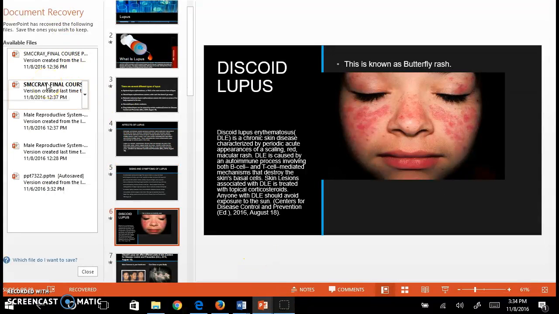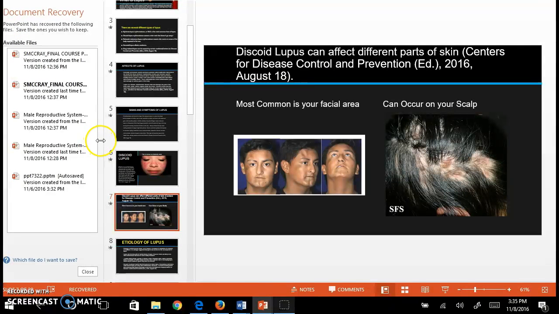This is a visual of the butterfly rash, and in this case we will discuss discoid lupus, which is better known as DLE. This was our first sign when our daughter was diagnosed with discoid lupus. DLE is caused by an autoimmune process involving both B cell and T cell mediated mechanisms that destroy the skin's basal layer. Skin lesions form on the skin, and anyone with DLE should avoid exposure to the sun. Discoid lupus can affect different parts of the skin. It is most common in your facial area, but it can occur on your scalp. These are examples of both.